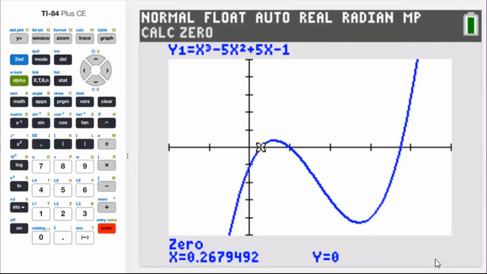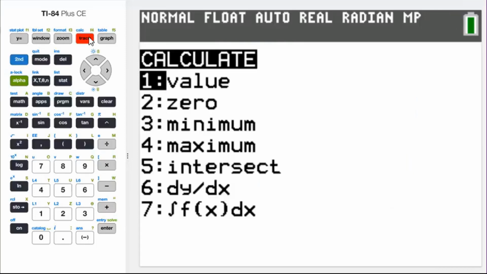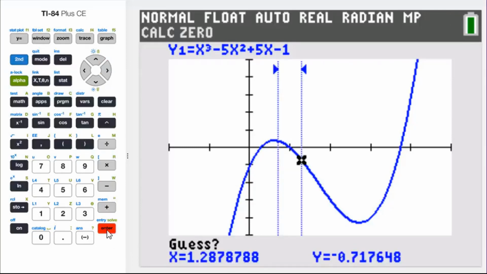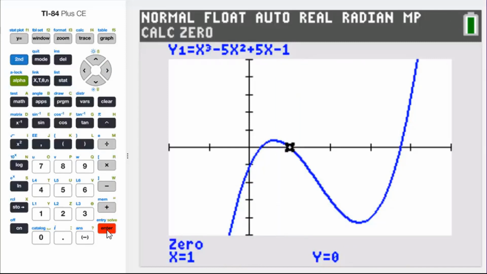After we get the first zero, then we need to get this zero. So we go to second trace. We're looking for zero, so we press 2. And in your mind, remember, we want to put the arrow on the left side of this zero, the second zero. So I press enter. Then move the arrow to the right side of this zero. I press enter. Enter again. That's it, it gives you zero, x equals 1.